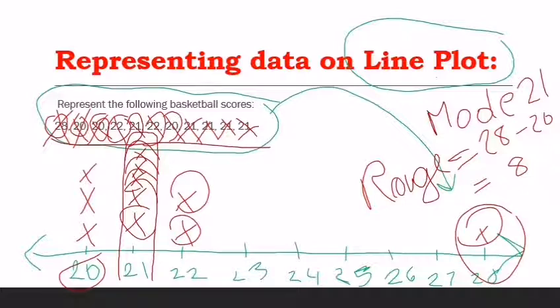Also the mean. It means that I will add all these values and then I will divide by the number of values, which is 11. So like this, I represented my data into a line plot through drawing a line and then putting the minimum number and the maximum number and then representing each number by a cross on its value.